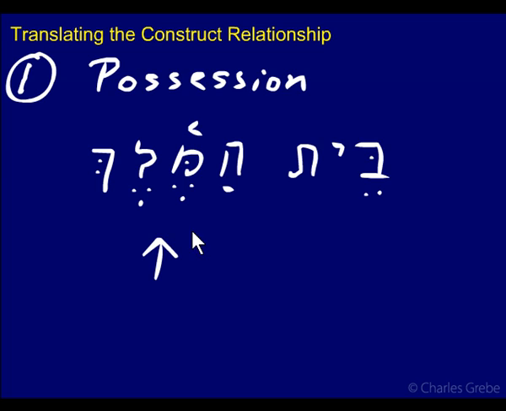So here we have Beit HaMelech. If I translate this with of, it would be the house of the king. But really what we're talking about is the king's house, right? The king owns or possesses the house.